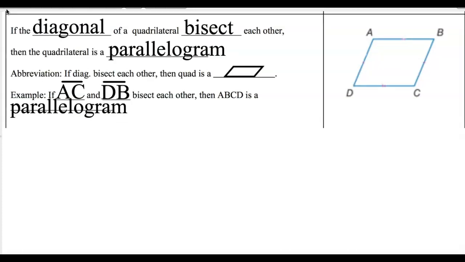The next one has to do with the diagonals. If I were to cut this line with the diagonal of this line, and it turns out that they are bisecting each other, and bisect again is to cut into half, that would be enough to be able to say that this is indeed a parallelogram.